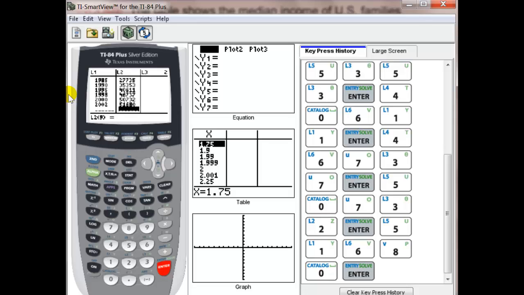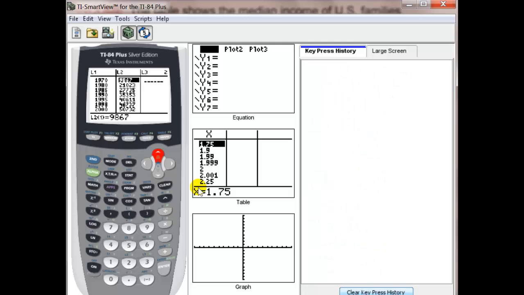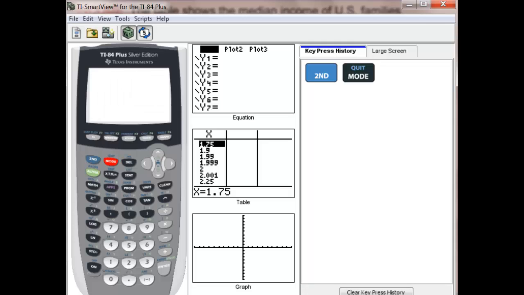Okay, so again, you should have the same amount of data points. I would make sure that you typed in your numbers correctly, and I'm going through that real quick. Okay, so now that I've done that, go back to your home screen. To get back to your home screen, that's always second, quit.